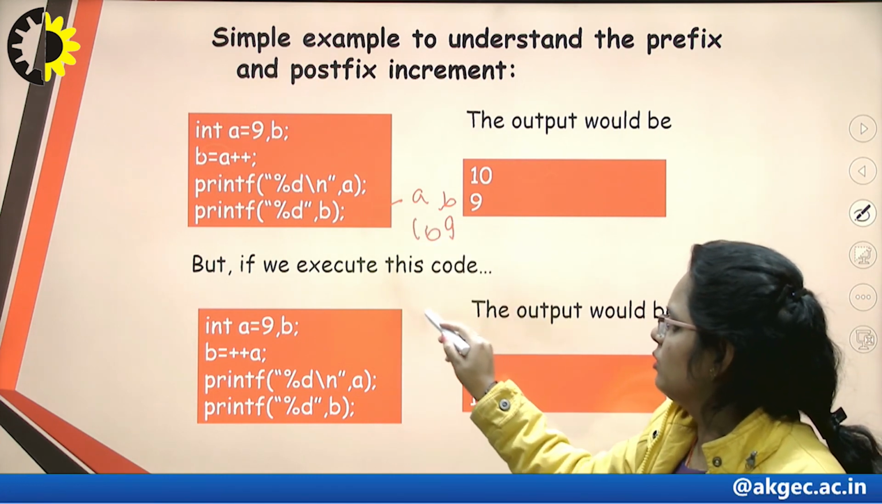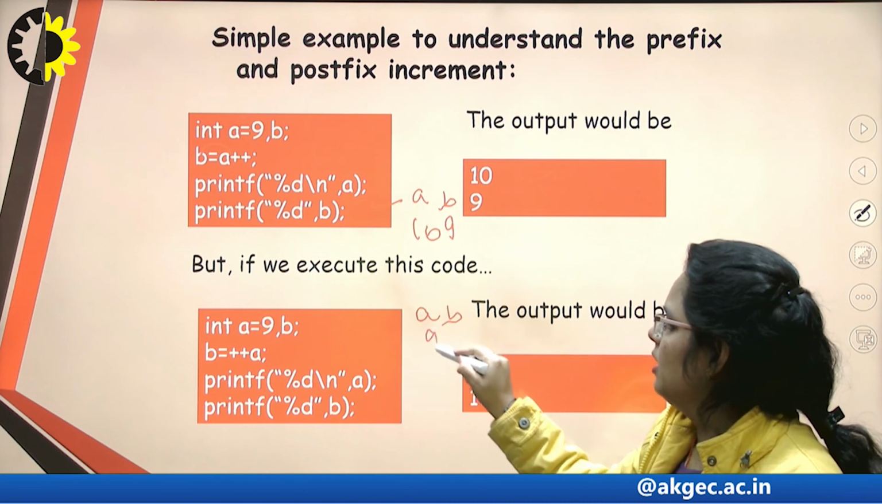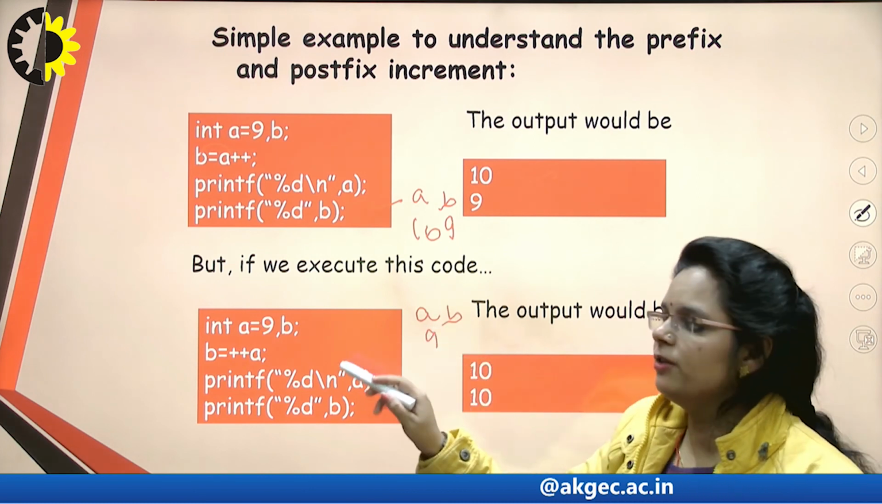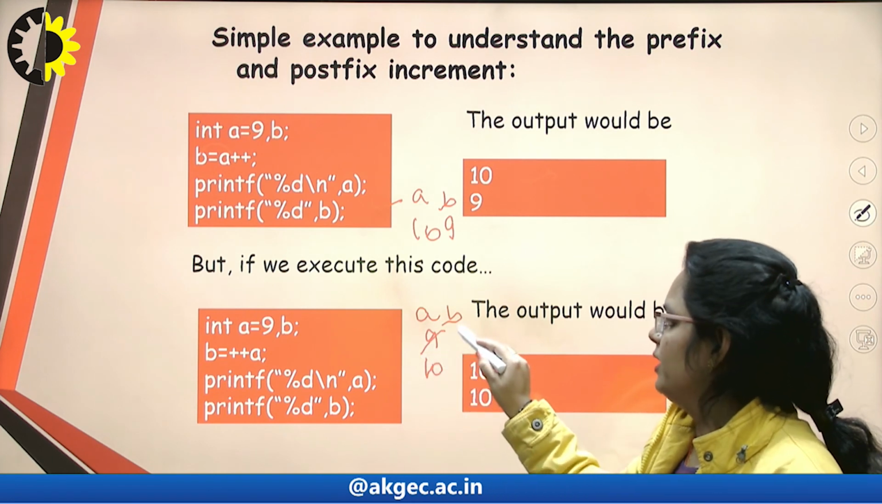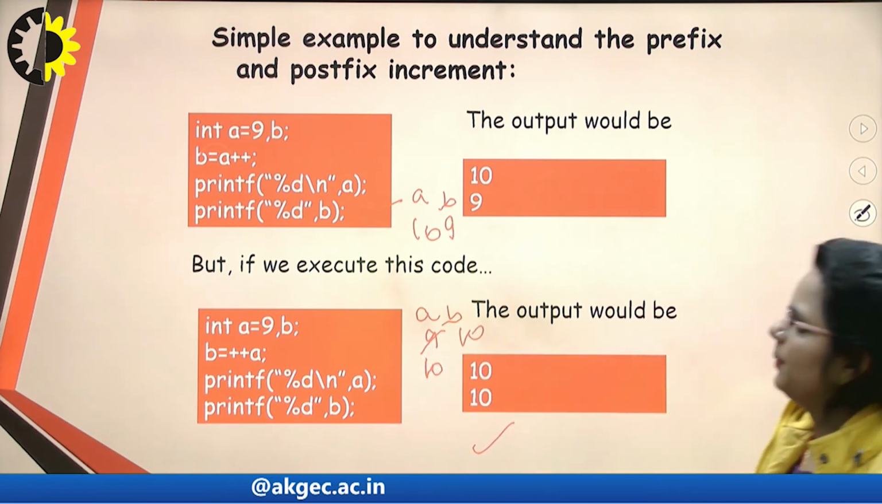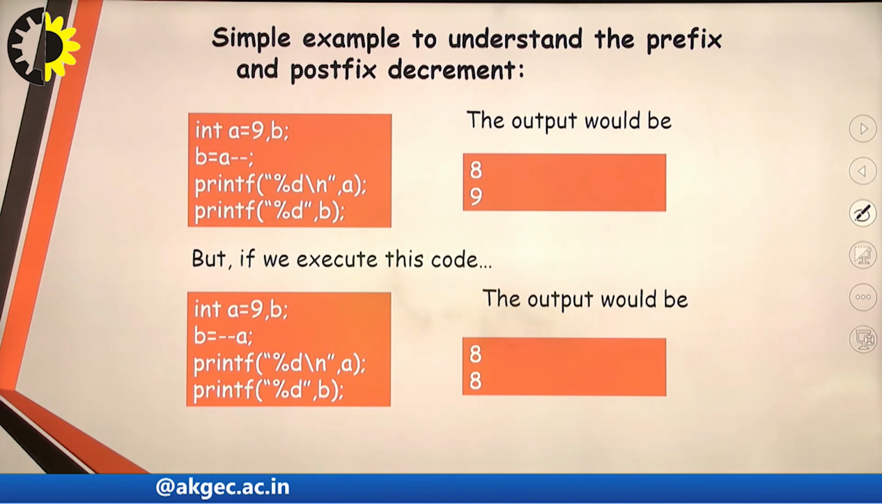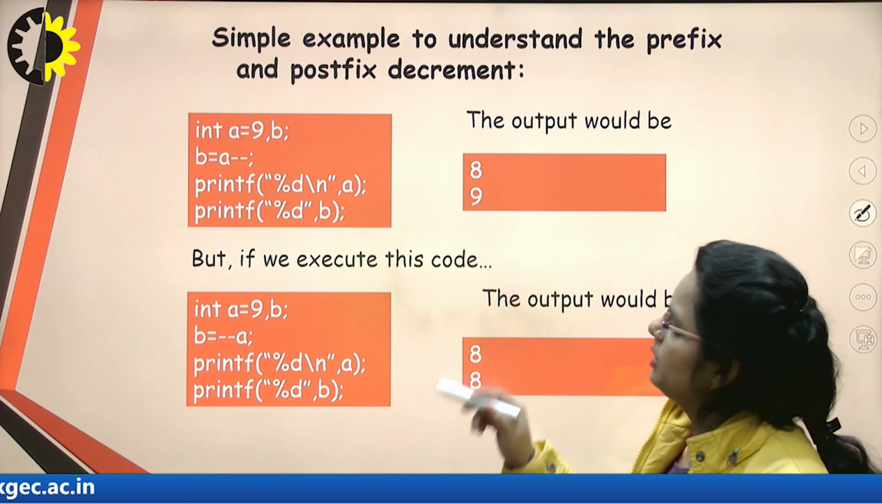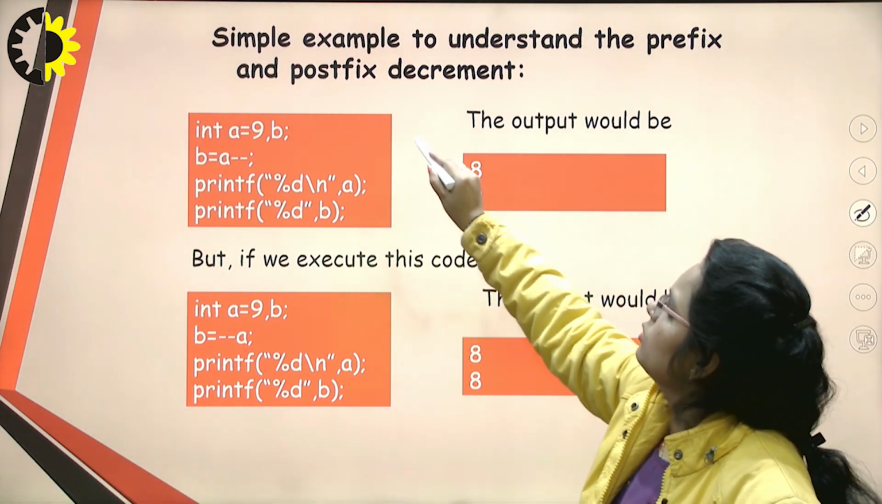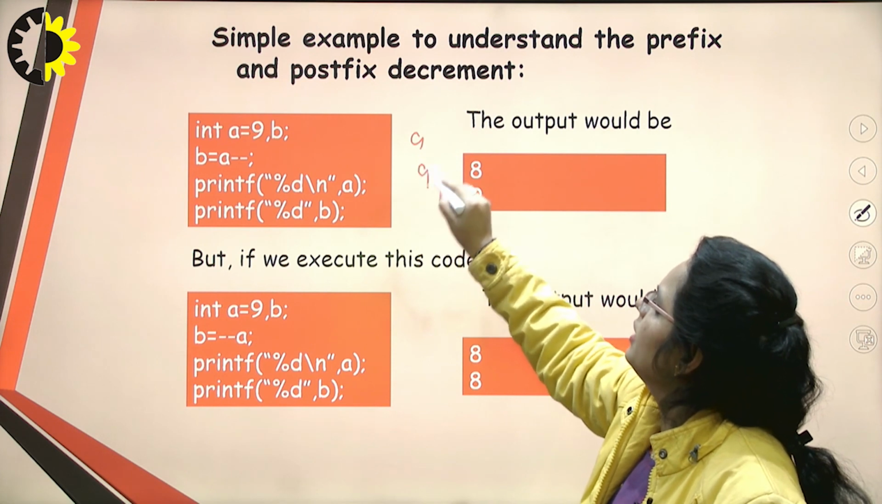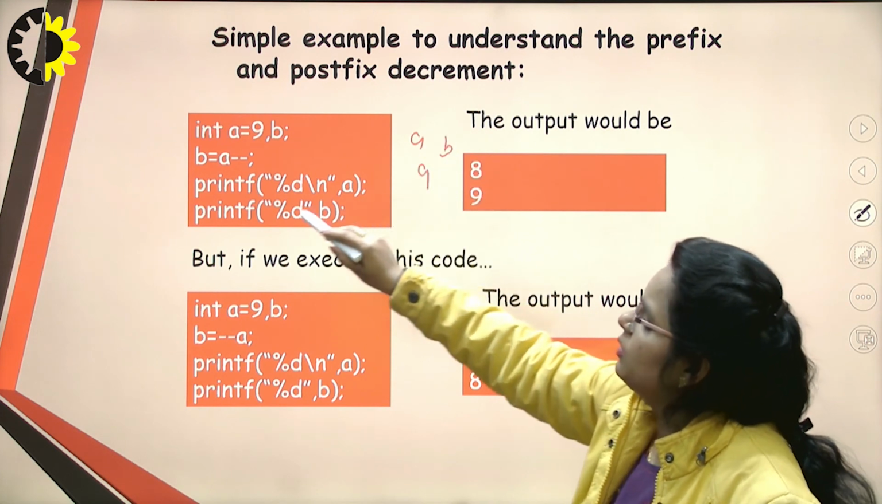If we have a equals 9, and b equals plus plus a, first of all, the value of a would be incremented, a would become 10, and then it would be assigned to the b variable. So it would return 10 and 10. This is an example of a prefix expression. Now the postfix decrement expression.